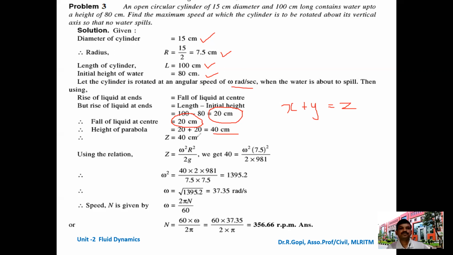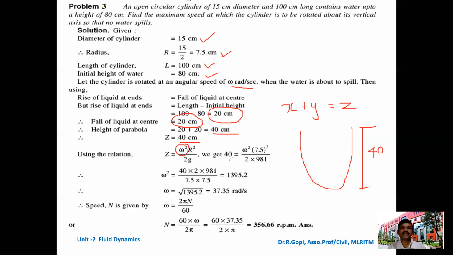Okay, so now what is the Z value? 40 centimeter. That means the overall depth of the parabola is 40. Now we know that Z equals omega square R square by 2g. This is the formula for the calculation of the depth of parabola. So here, what is the unknown value? Only this omega.